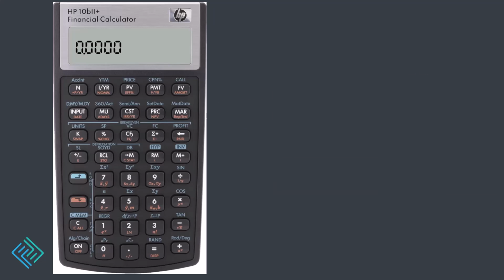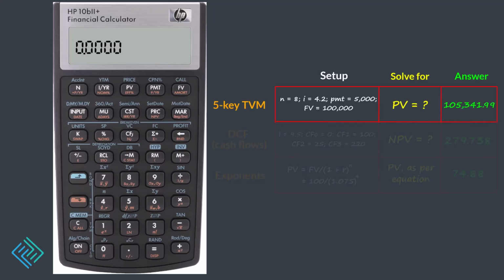Finally, the HP10B. For the first problem, start by clearing all registers using orange shift, then clear all. Then press 8, N, 4.2, I/YR, 5,000, PMT, 100,000, FV, and solve for PV by pressing that key.